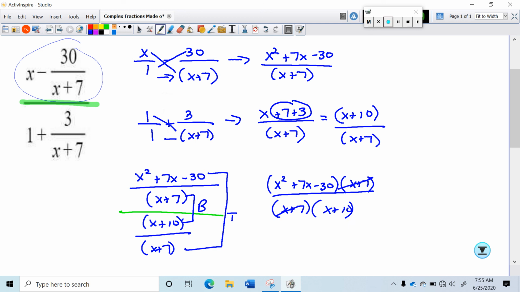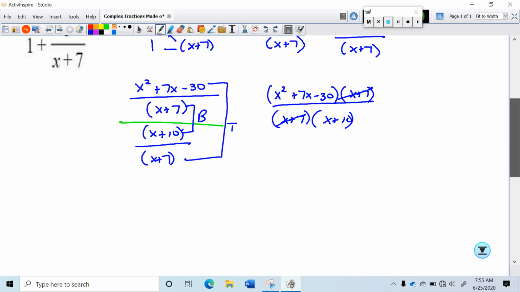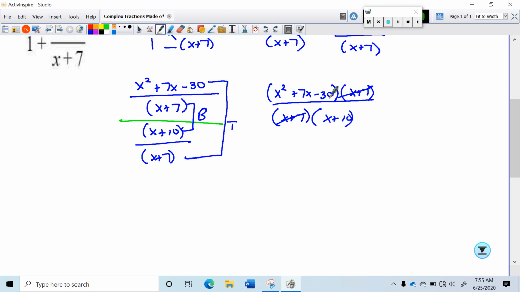X plus 7's cancel. Okay, so for my trinomial, let's see if I can factor it. The factors of 30 that when I subtract them equals 7. Factors of 30. 30 divided by 1 is 30. 30 divided by 2 is 15. 30 divided by 3 is 10. So yeah, when I subtract 10 and 3, I get 7. That means this trinomial can be factored.